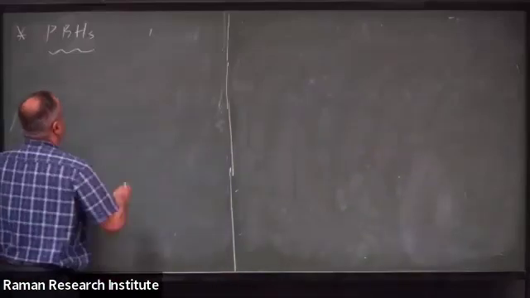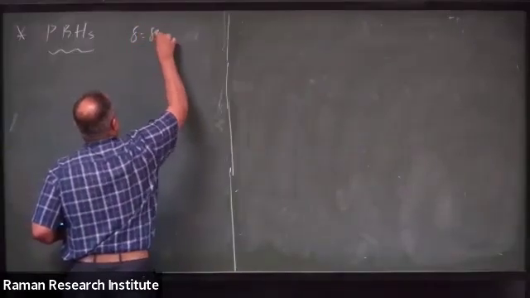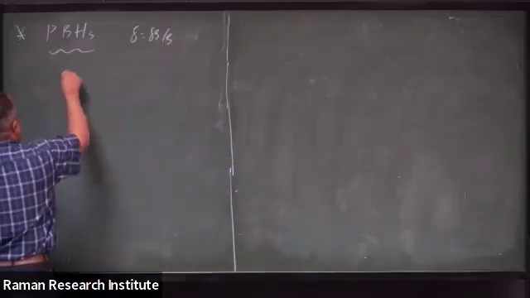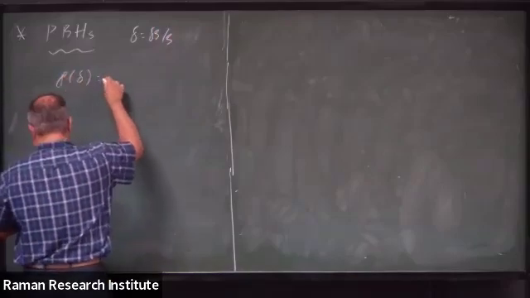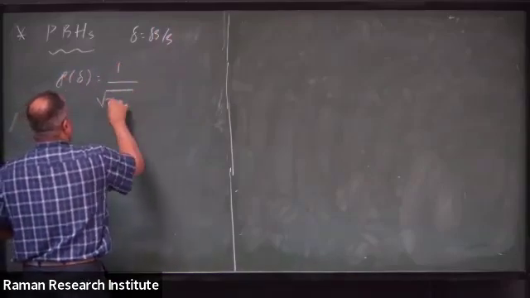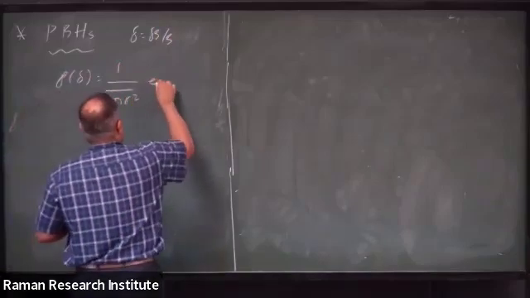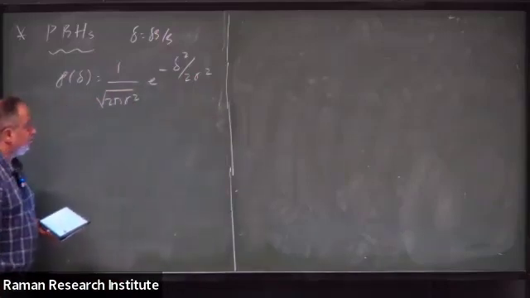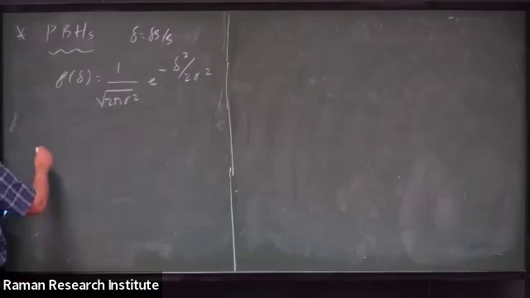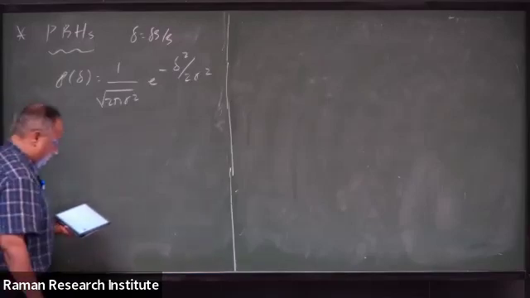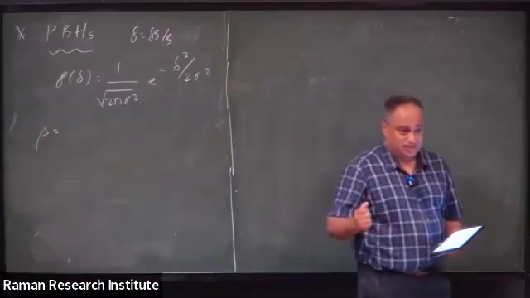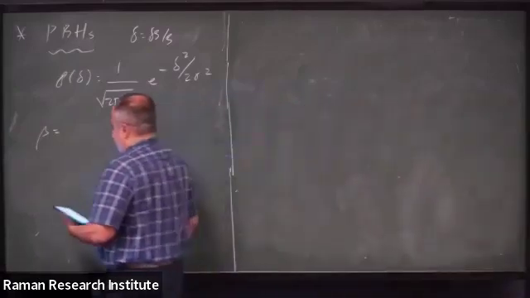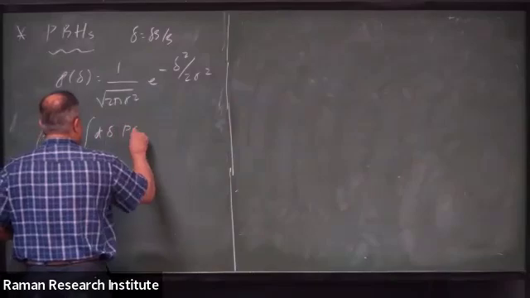So delta is the perturbation in the energy density, delta rho by rho. And one assumes that the perturbations are described by a Gaussian distribution of the following type: 1 over root 2 pi sigma squared, e to the power minus delta squared by 2 sigma squared. I will explain what sigma squared is. And beta is the fraction of the total energy density that goes on to form black holes. Okay. And that's given by the integral d delta P of delta.